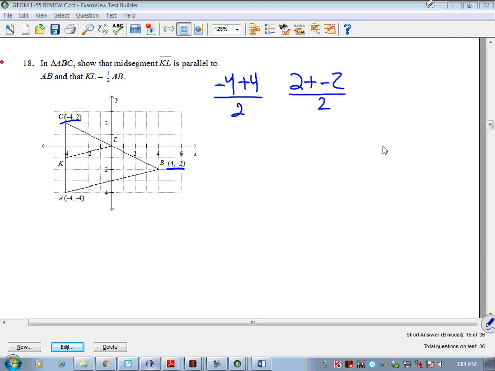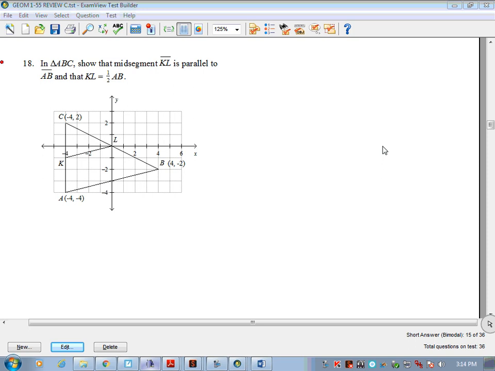-4 plus 4 is 0. 0 divided by 2 is 0. Okay. And 2 plus -2 is 0. 0 divided by 2 is 0. So we know that L equals 0, 0. And that's going to be the first part of what we need to find. Okay. All right. The next thing they want is that we prove that KL is parallel to AB.